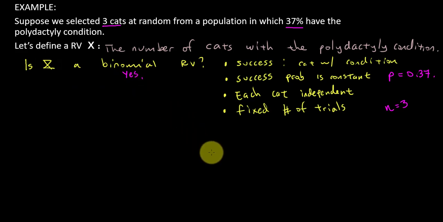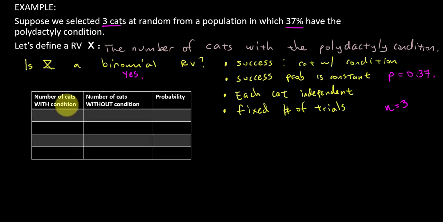Let's determine some probabilities associated with this binomial random variable, and we'll use that handy dandy formula from above. But first, I'm going to make a little table to help organize our work. You know I love my tables. In this table, I've got 3 columns. The first saying the number of cats with the condition, the number of cats without, and then the probability for such. So we're going to fill this all in. These first 2 columns we'll be doing right now.